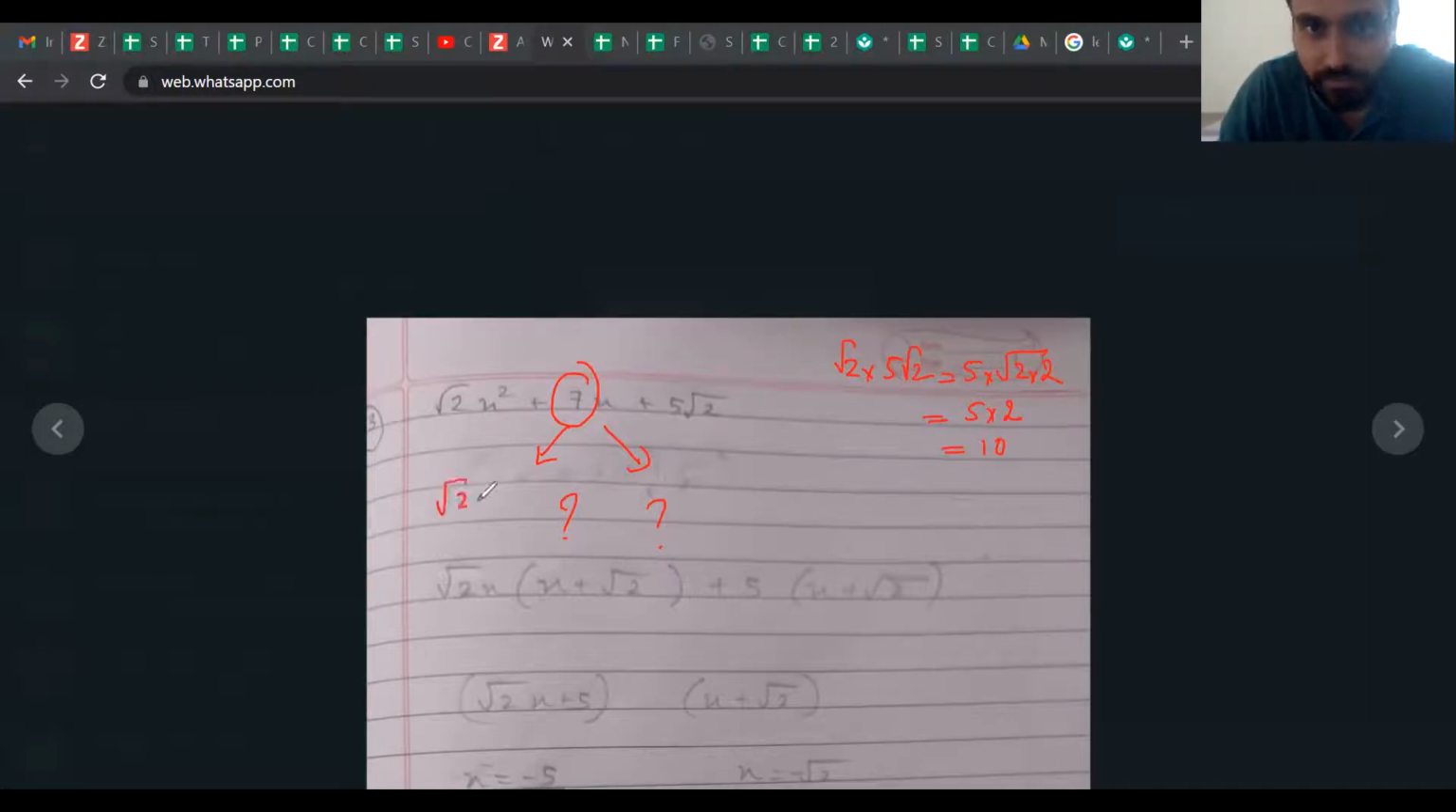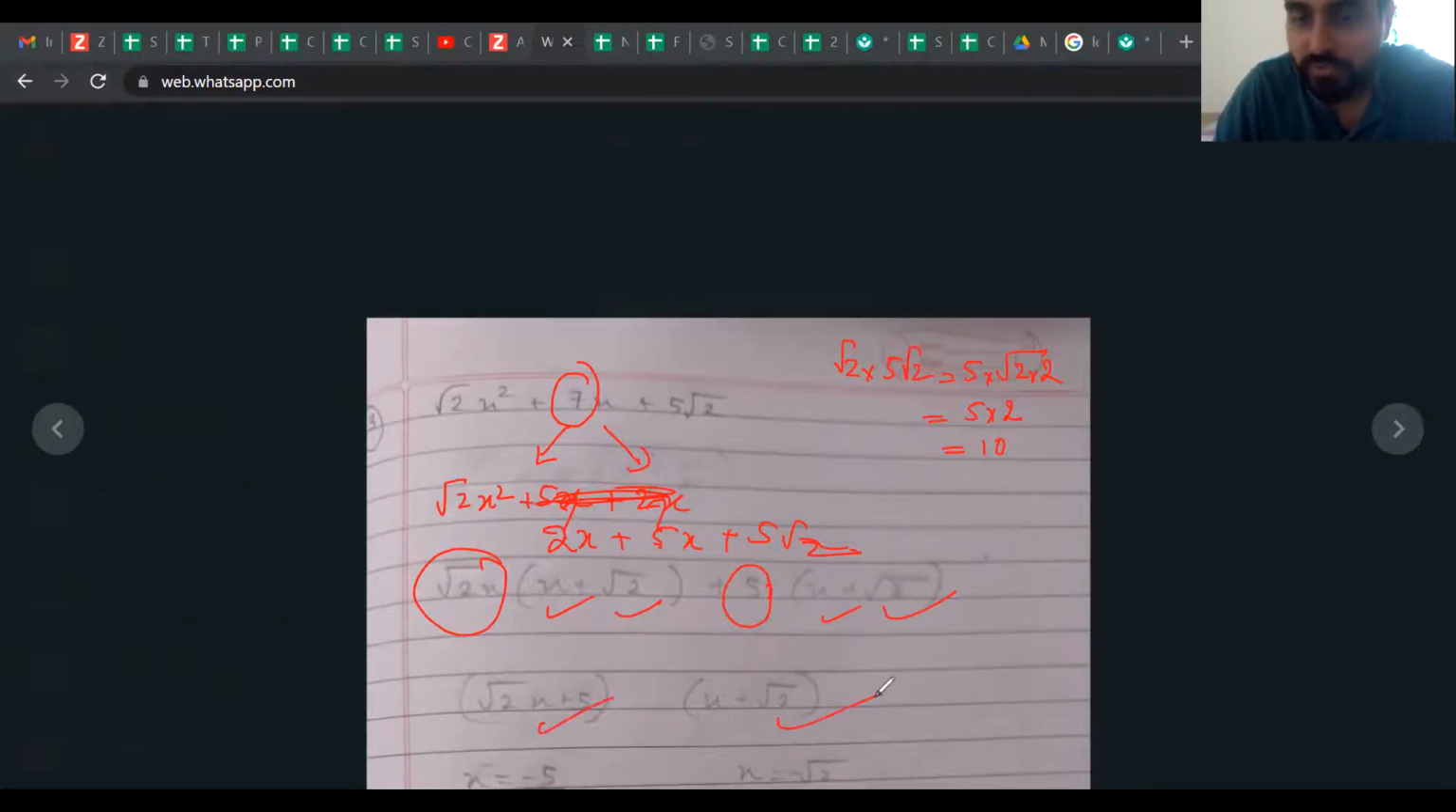Let's see the other step. So root 2x square plus 5x plus 2x, or you wrote 2 here. Chalo, 2x plus 5x plus 5 root 2. And then you did root 2x common, x plus root 2, 5 common, x plus root 2. Correct. Okay. So it is good after this, Abhi. All right. Every other step is correct, but you cannot skip this step, Abhi.